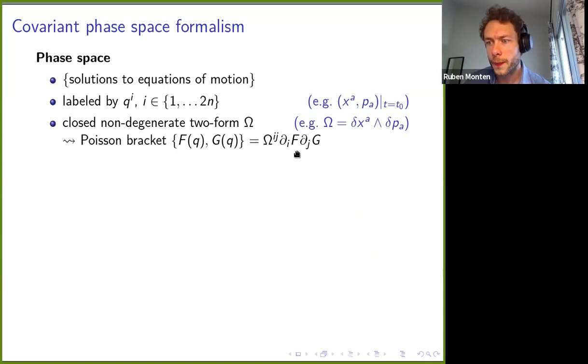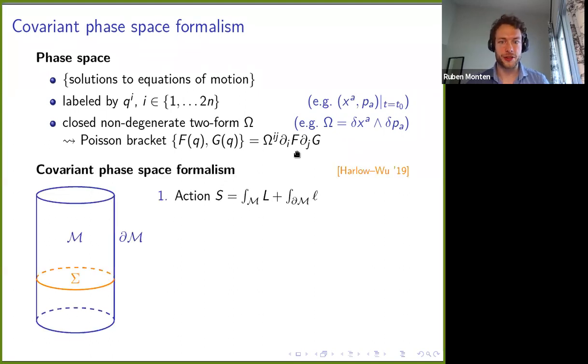Was there a question? Okay, so this is all hopefully very familiar. How do we get this structure? Let me describe it using the words of Harlow and Wu mostly, who wrote a nice paper summarizing many of these old results and adding some new ones in 2019.